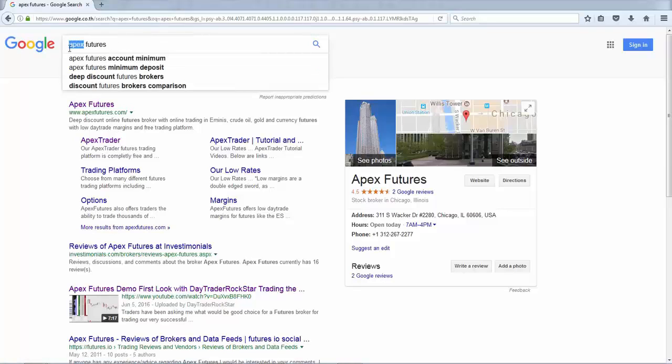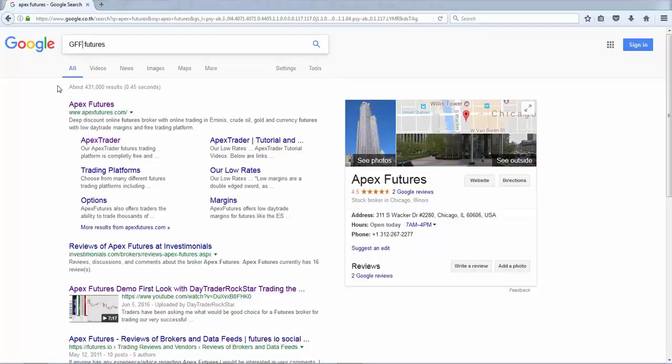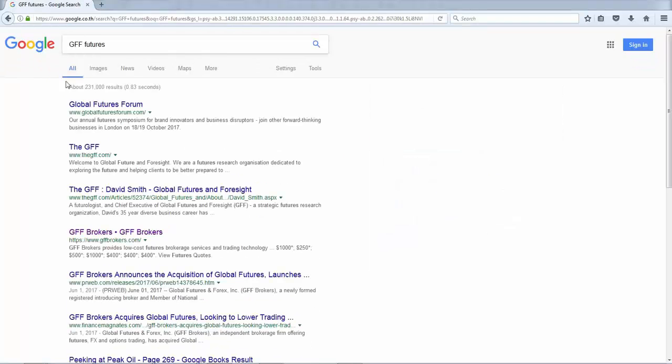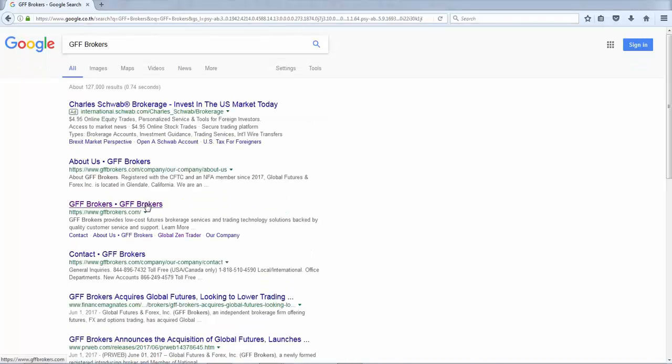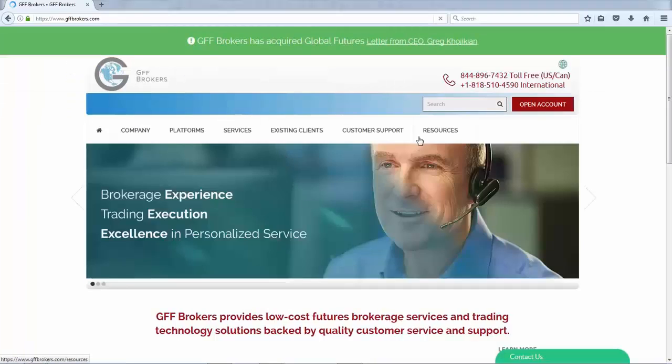If you want to use the same software with really super good customer service, then I recommend GFF Futures, or GFF Brokers, I think it's called. Yeah, right there, GFF Brokers. They have very, very good customer service, but their margin is $2,000. So it's 4 times the amount of Mirrors and AMP. It's 2 times the amount of Apex Trader, Apex Futures. So it really depends on what way you want to go.